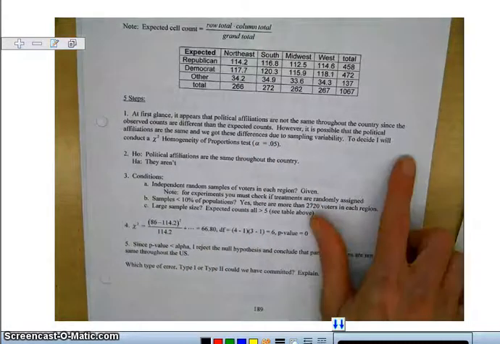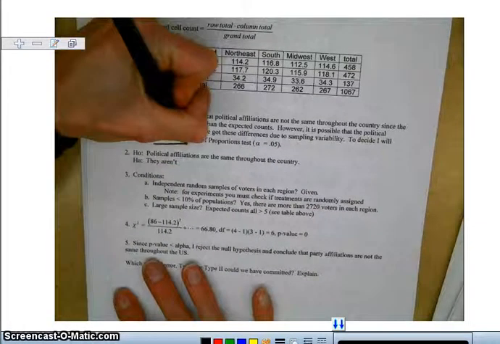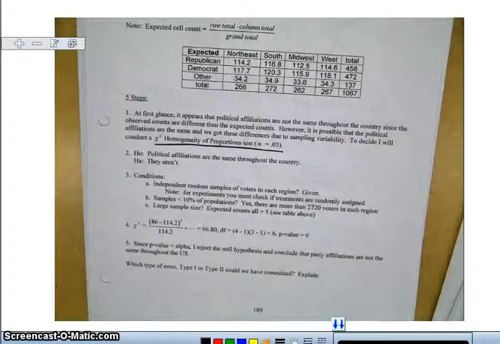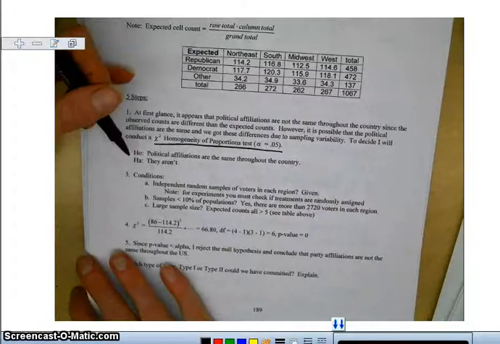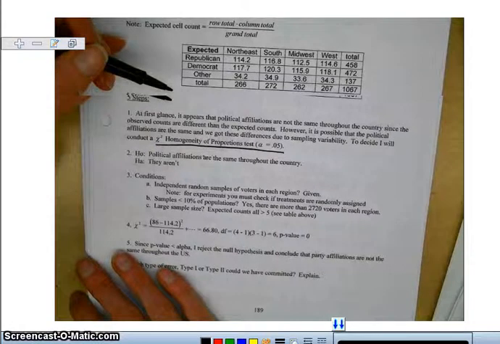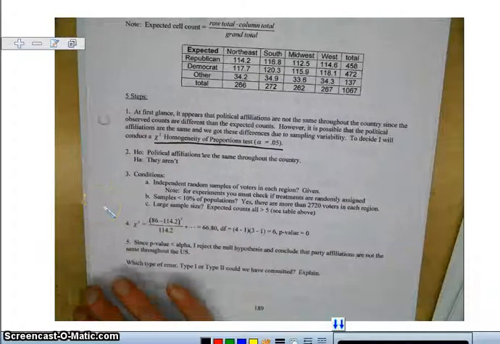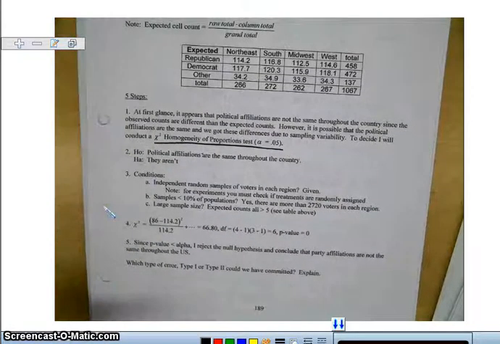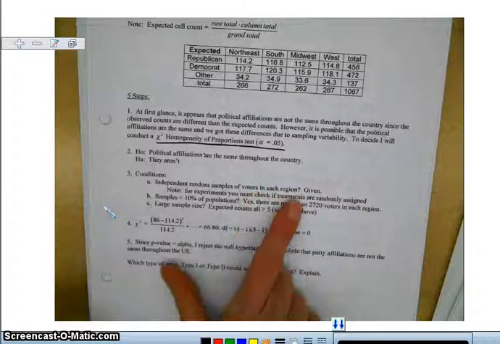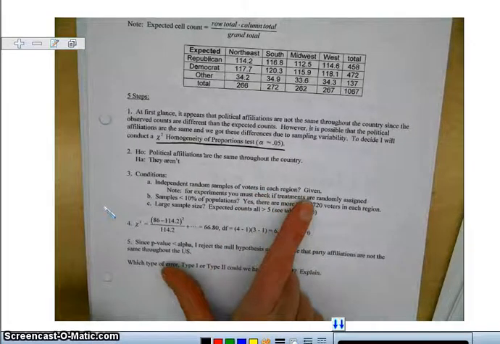It is possible that the political affiliations are the same, and we got these differences due to sampling variability. To decide, I will conduct a chi-squared homogeneity of proportions test. That's the name of our new test today. The null hypothesis is political affiliations are the same throughout the country, and the alternative is that they are not. Okay, same type of hypotheses that we had before with the chi-square test for goodness of fit.